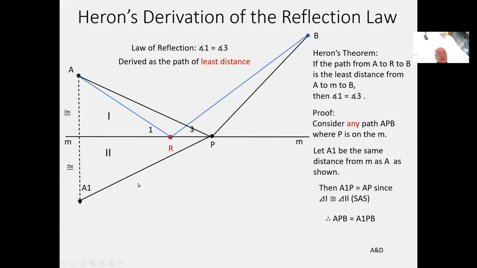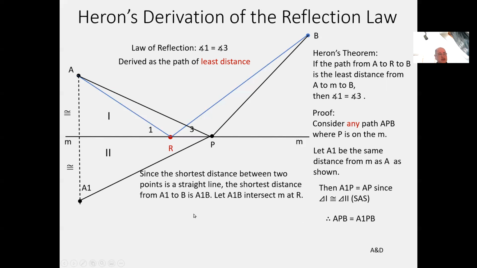So AP is the same as A1P. Let me say that again: AP is the same as A1P. Okay, well now look at this distance, A1 to P to B. This is the same distance as A to P to B, because this is the same distance as this. They both have this distance in common. So to get from here to here to here is exactly the same as to get from here to here to here, because these two lines are equal, because these two triangles are congruent. Are you with me? Okay.